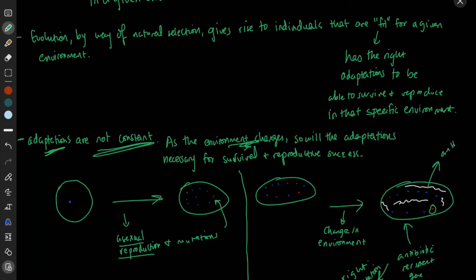So we've changed the environment by adding the antibiotics, and because of that, the adaptations necessary to survive will also have to be different. And in this case, in this environment here, it's the antibiotic resistant gene. So all of the bacteria that don't have it are going to start dying off, right?